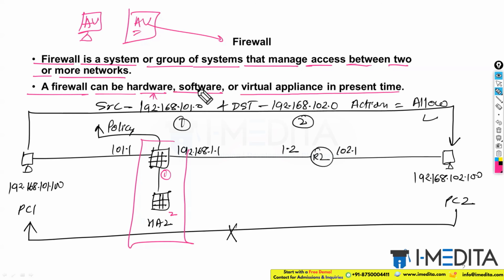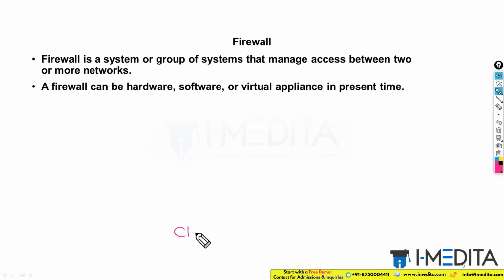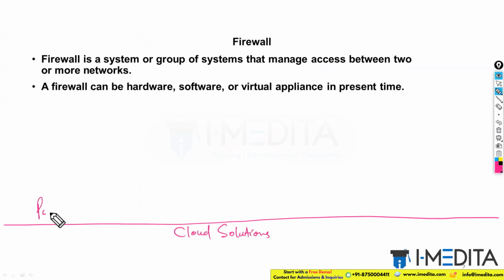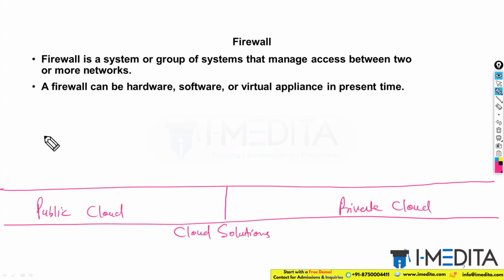It can be hardware, software, or a virtual appliance. So let's discuss when it will be a virtual appliance. In present time, we use cloud solutions. Clouds are of two types: public cloud and private cloud. In public, we use Google Cloud Platform, Microsoft Azure, Alibaba Cloud, and Amazon Web Services.